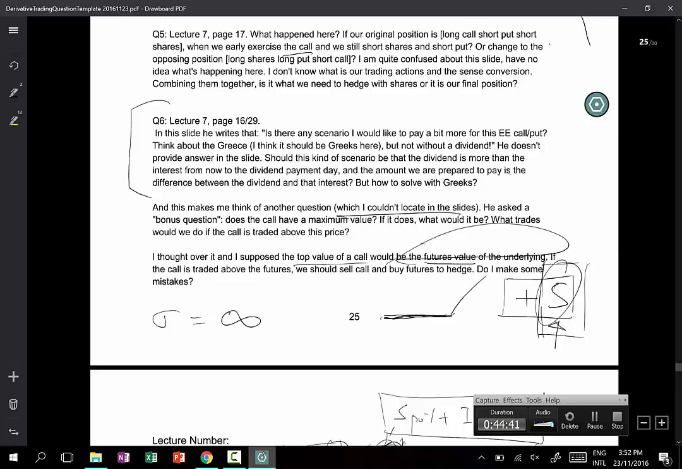You're on the right track to say that the maximum value of a call would be the future value. At maturity, that is the case, but if you discount it back to today, you basically get back the share price. Do I make some mistakes? No. Well done. So you're okay there.